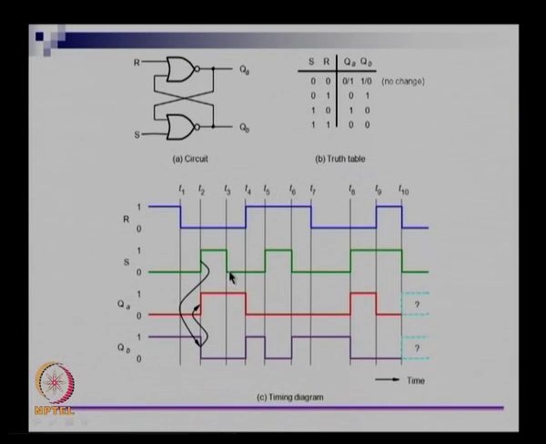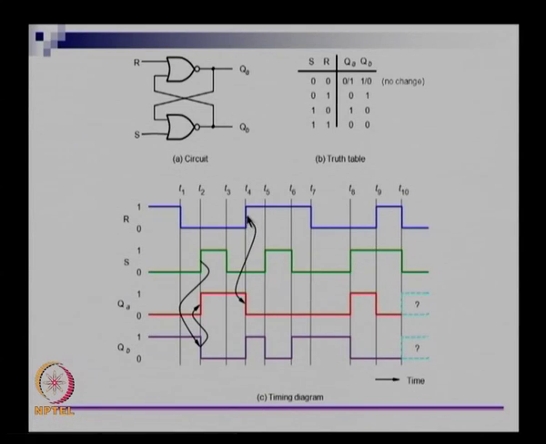If you look at the time between T3 and T4, both S and R are at 0. So QA will continue to remain at 1 and QB will continue to remain at 0. We have reached time step T4 so far. Now let us look at the next change. At this point let us assume that R goes to 1 and S remains at 0.